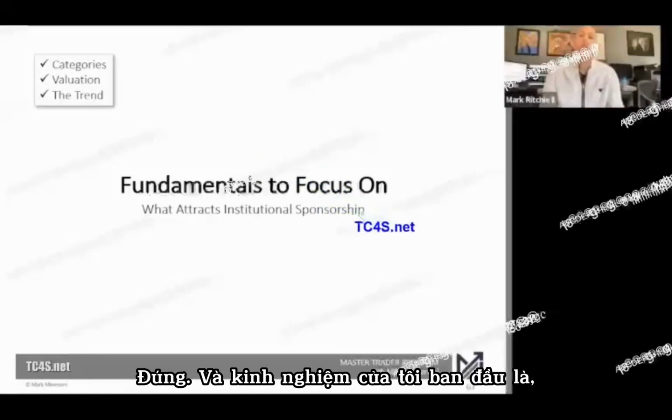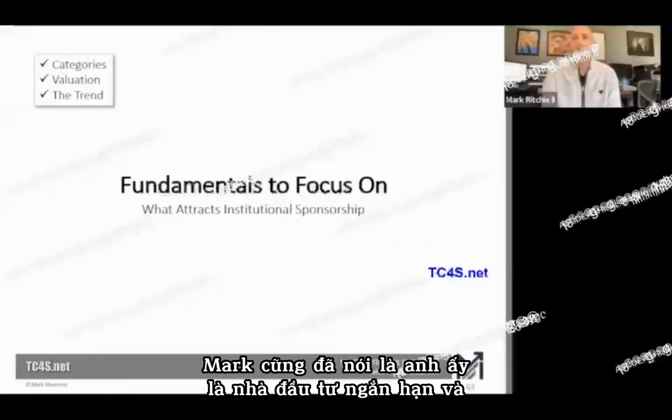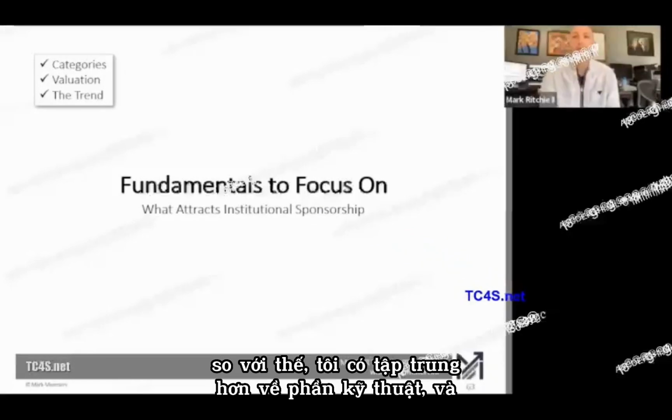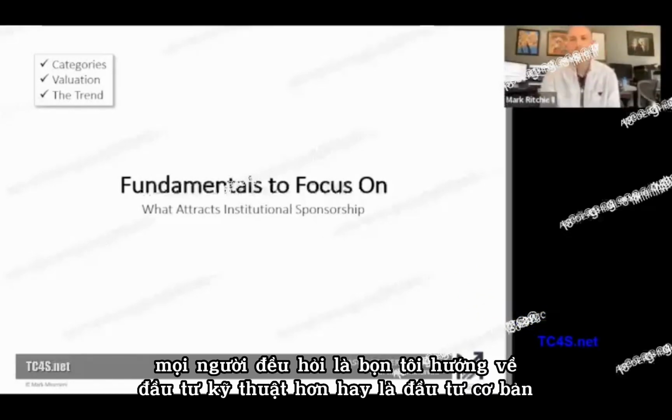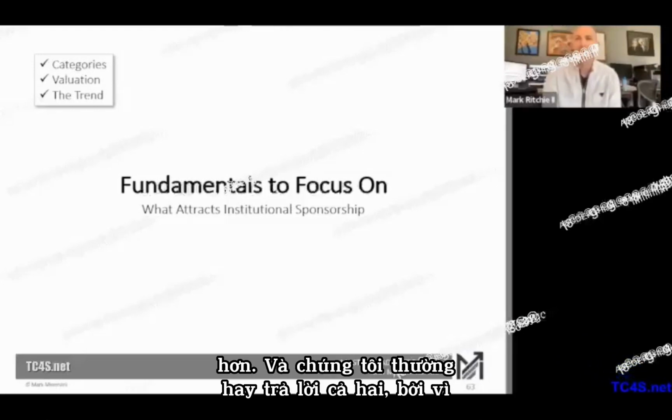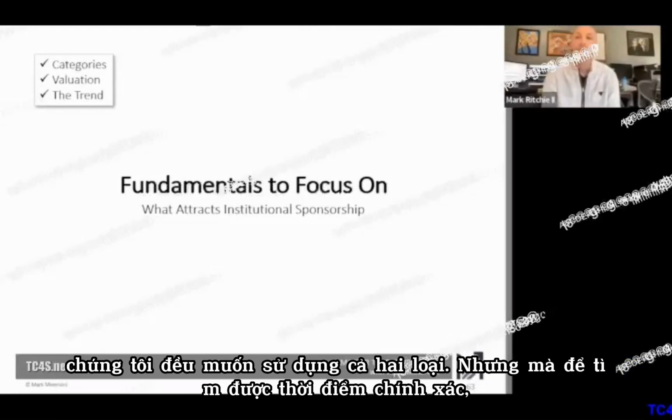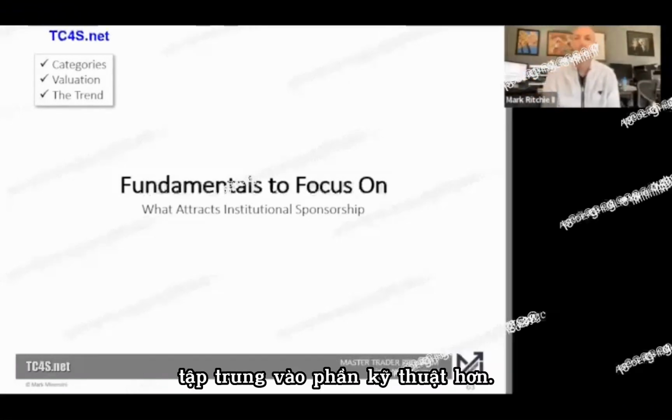Absolutely. My experience early on, Mark, was, you talked about being maybe a shorter term trader, and I was a little bit more focused on the technicals. A question we both get a lot is, are you technical oriented or fundamental oriented? And we usually say both. We'd like to see both, but when it comes to the really precise timing, which we're going to get to, we're certainly going to err more toward the technicals.